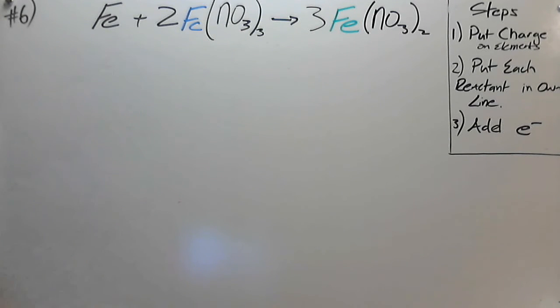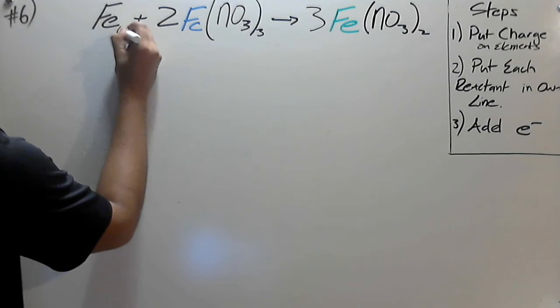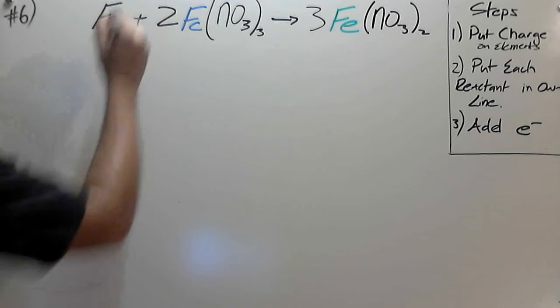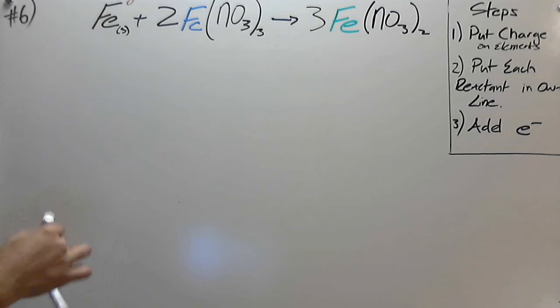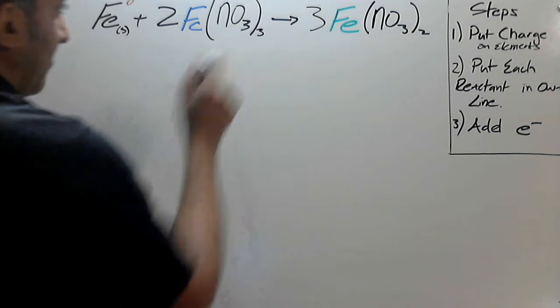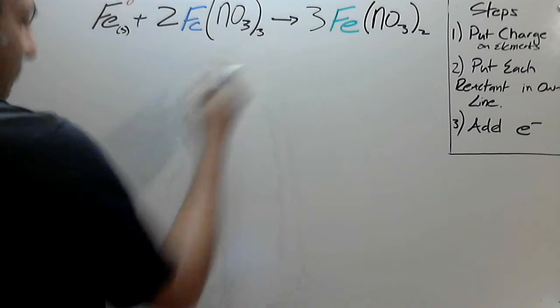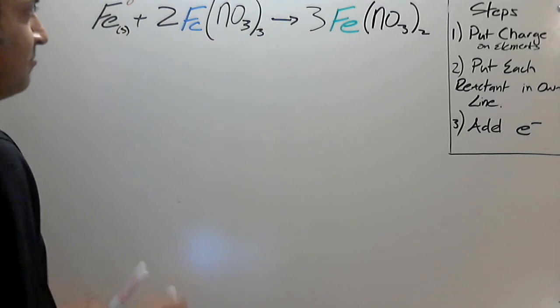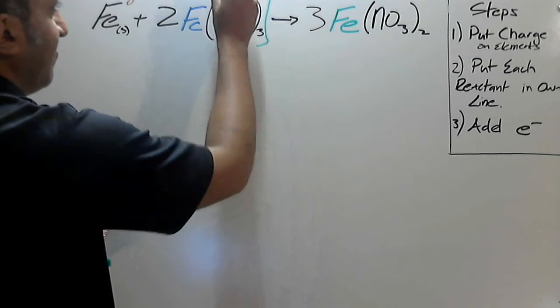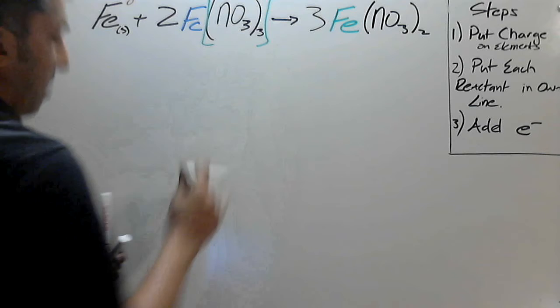We know this is a solid. Let's not be lazy. Solid. Let's put that 0 charge on that solid. Okay. Now, let's figure out this guy. We have the bracket system that we're going to do. Let's put it around this polyatomic ion.